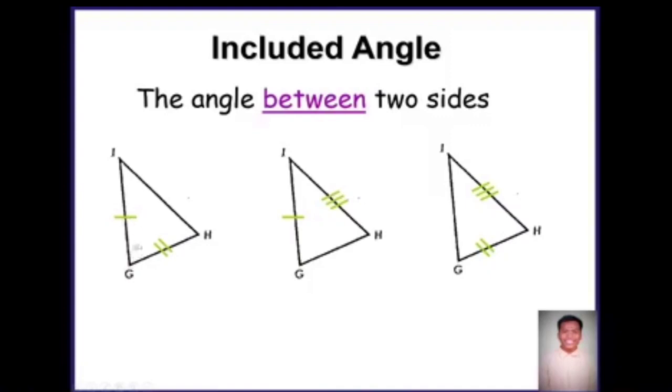Alright? That is the included angle because it is the angle between the two given sides. Using the second figure, we can say that angle I is our included angle. It is located just between these two sides. Alright? And for the third figure, we can say that angle H is our included angle since side IH and side GH are on either side of angle H.